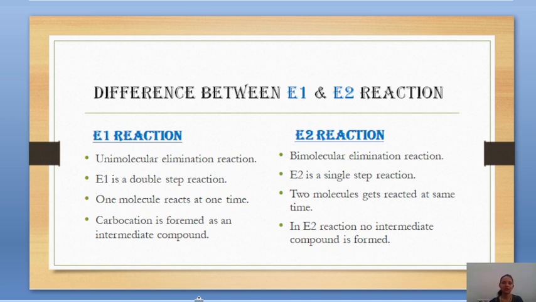We eliminate the substituent from the organic compound and then we form the carbocation, and then the carbocation will again react with another substituent and then it forms the alkene. So definitely in E1 reaction we get one intermediate, that is the carbocation, and in E2 reaction no intermediate compound is formed because it is only a single step mechanism. So these are the very interesting and simple differences between E1 and E2 reaction. I hope you all understood this very nicely.